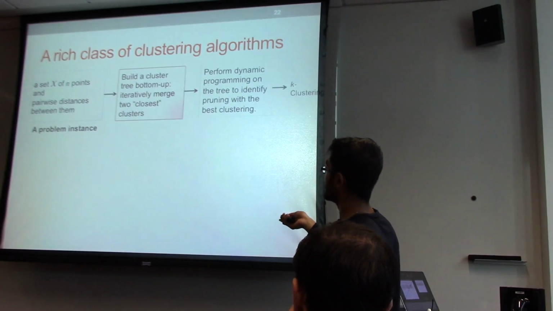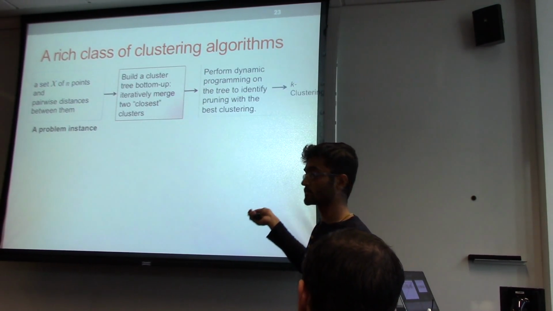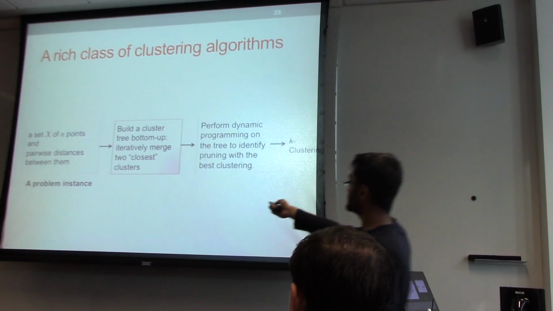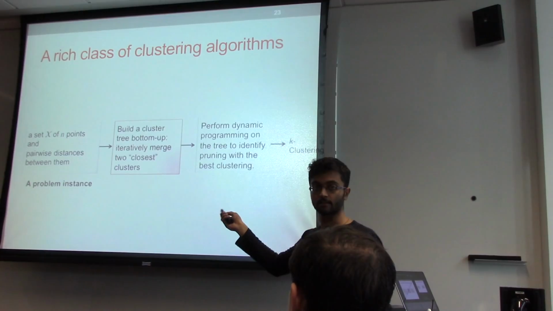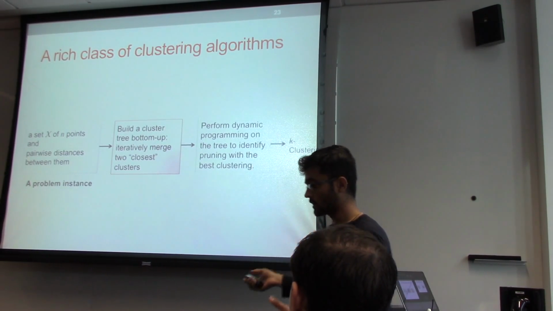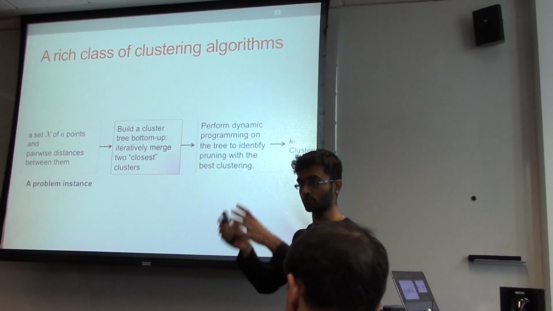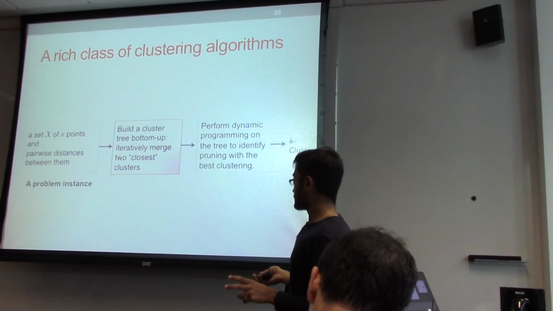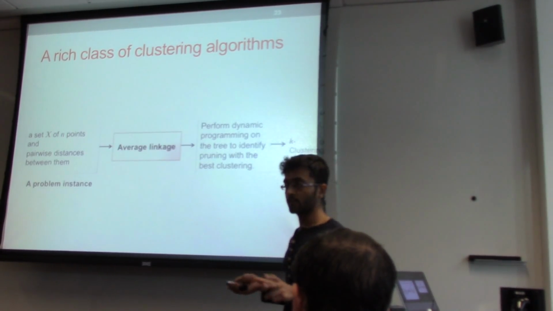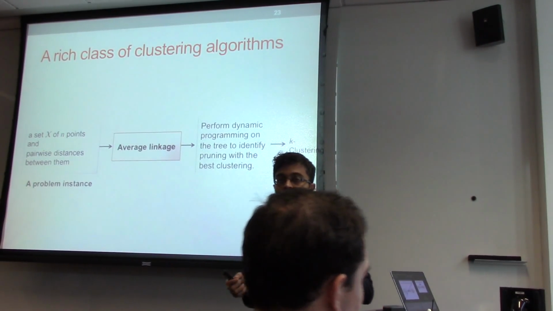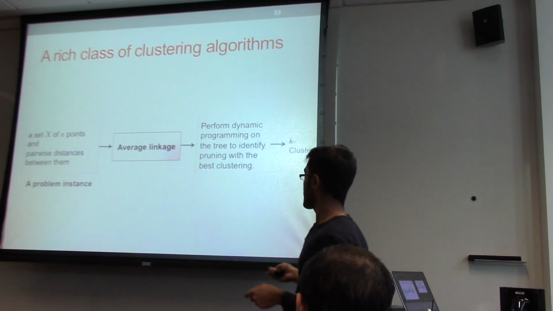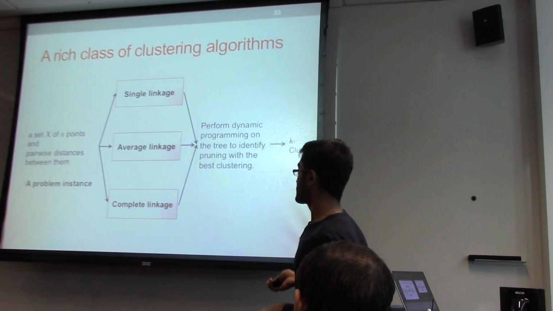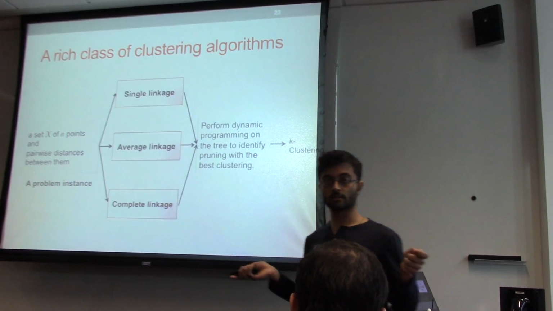Okay, so where does the richness lie in this class of algorithms? This is the general outline. The richness lies in the definition of closeness, which I really didn't tell you yet. Recall that I have these clusters which I want to merge, and I'm going to define a notion of closeness between clusters. One example notion is called average linkage, where I look at the average pairwise distance between points in the clusters. Another popular notion is single linkage, where I look at the shortest pairwise distance, and another is complete linkage, where I look at the largest pairwise distance.